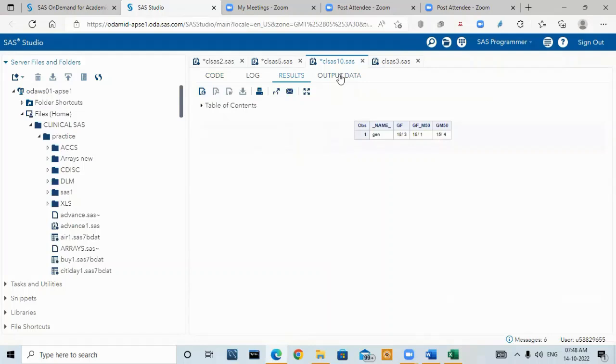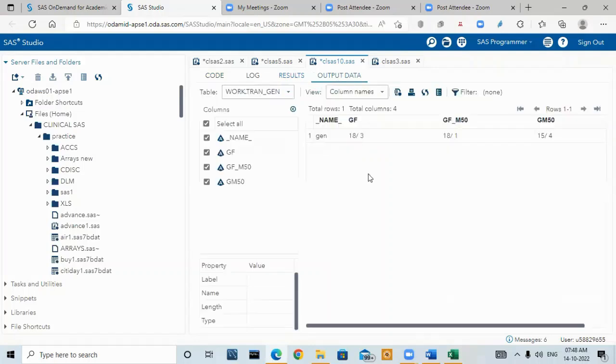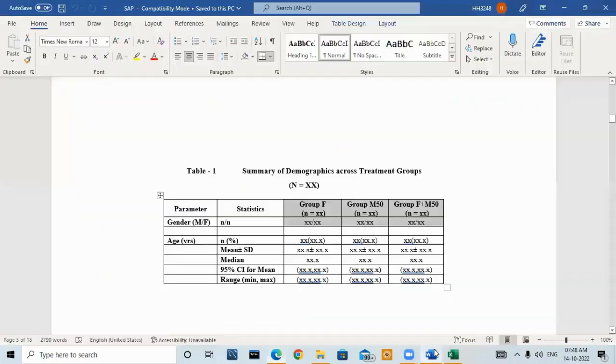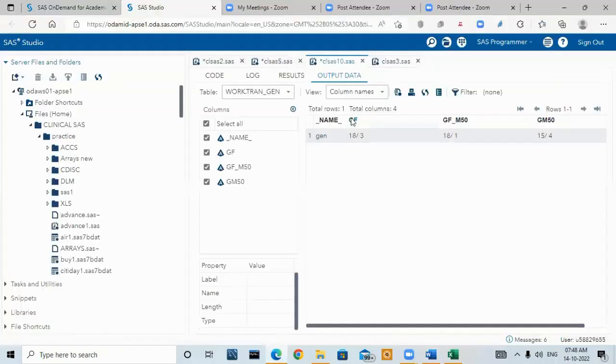Now it is resembling this one a little bit. Understood? See, we got 1 row only. Right or wrong? How many rows here now? 1 row for the gender. Same like here. And the values are in which format? M by F. Right or wrong? By 3 groups. One group is GF, GF M50, GM50. Now it is resembling a little bit, right? Not 100%. It is resembling a little bit.